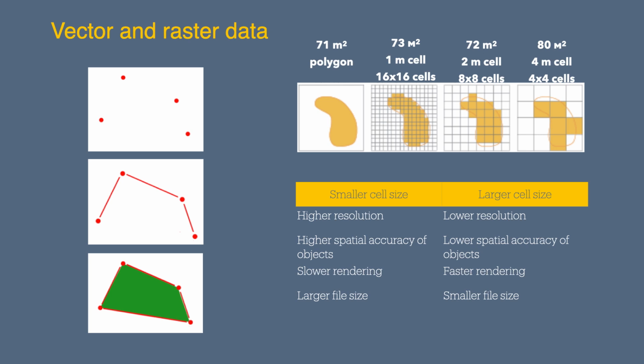Examples of using vector and raster data are also different. Vector data is often used to create maps that show roads, rivers, and other objects. It's great for modeling spatial relationships between these objects, like the distance between buildings and roads. On the other hand, raster data is used to analyze satellite images.